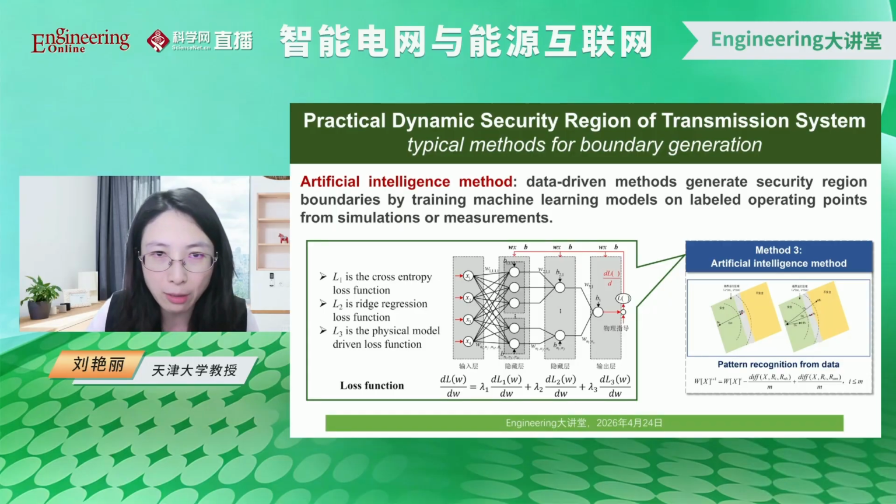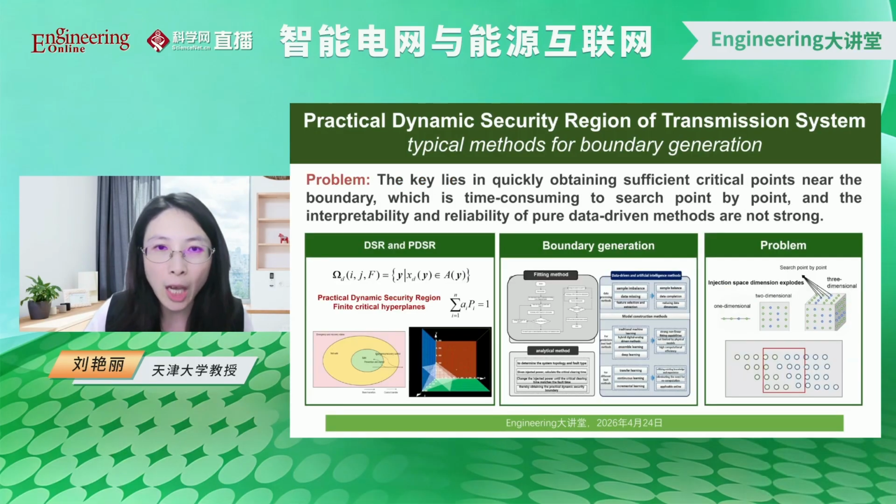to help us know, okay, what are the stable points and what are the unstable points, and then we use a similar way to get the boundary. If we analyze all these three typical methods, we will have the key conclusion. First of all, the key is to obtain enough points just along the boundary.